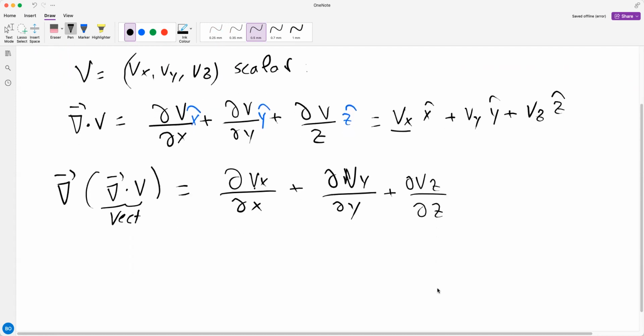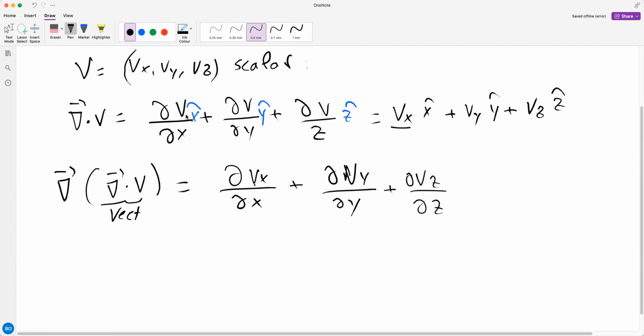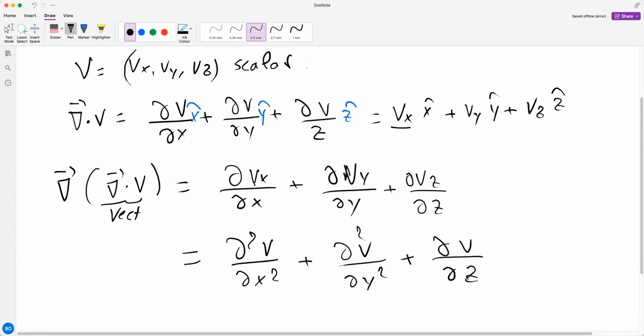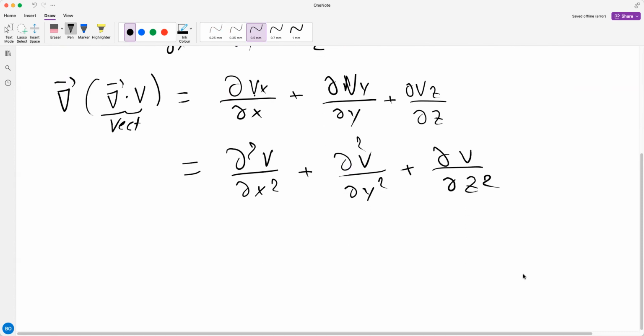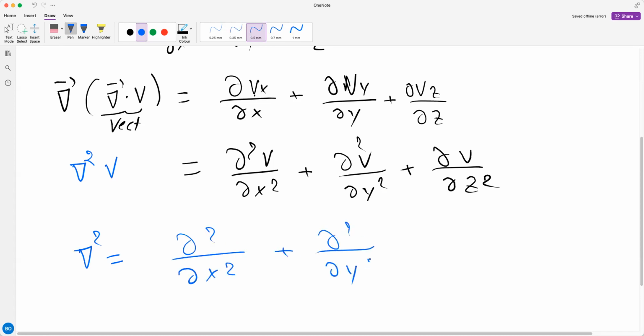Now I can replace, I know that Vx is the derivative of V with respect to x, which means the second derivative of V with respect to x squared, plus the second derivative of V with respect to y squared, plus the second derivative of V with respect to z squared. And this one is called the Laplacian operator. The Laplacian is this plus the second derivative with respect to y squared plus the second derivative with respect to z squared.